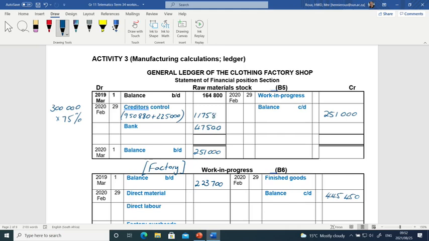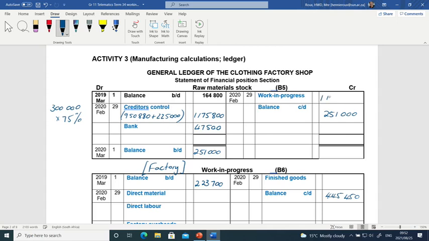And then the total purchases, 1,175,800. And now I can finish this account because I know I started with 164. I purchased what they gave me plus the adjustment, and this is the carriage that I paid. They didn't tell me how much I issued to the factory, but they did tell me the closing balance. So if I have the opening balance plus everything that I purchased minus what I have left, where's the rest? I've sent it to the factory. So that is work in progress.